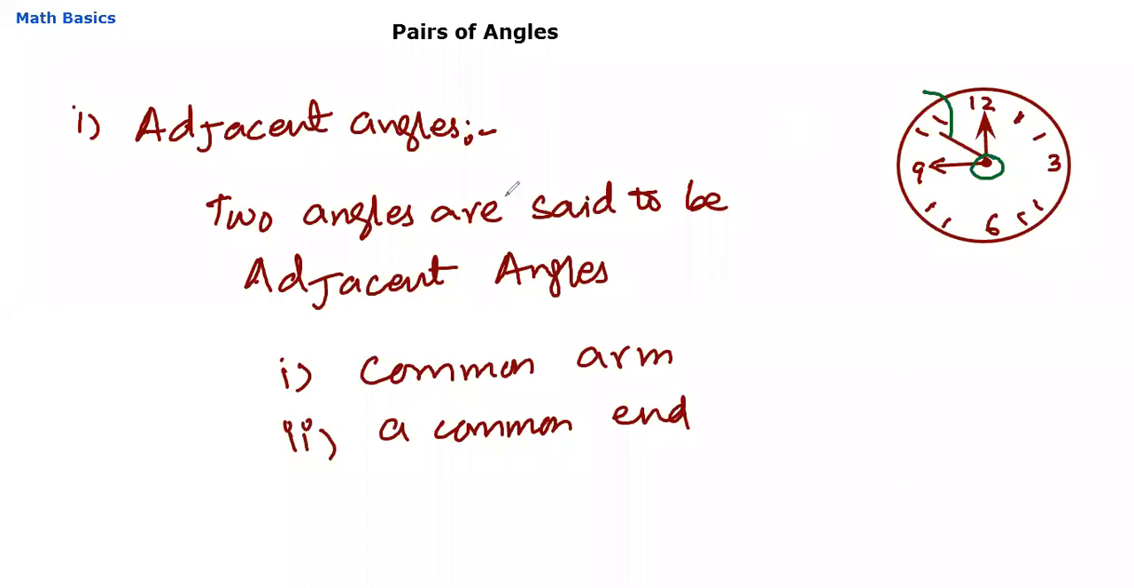These are called adjacent angles: two angles having a common arm and a common endpoint. So let's try it. For example, we have this angle. Let's say I draw another one. This is the third arm.